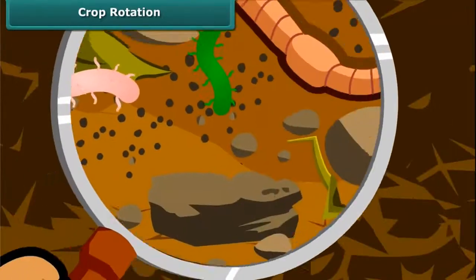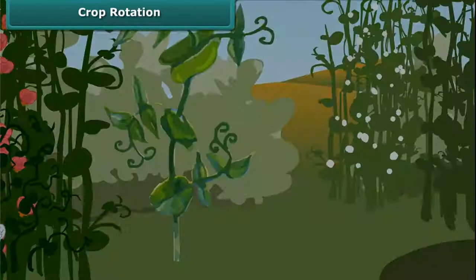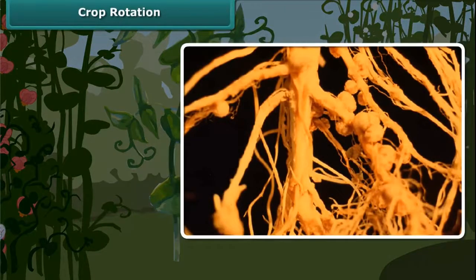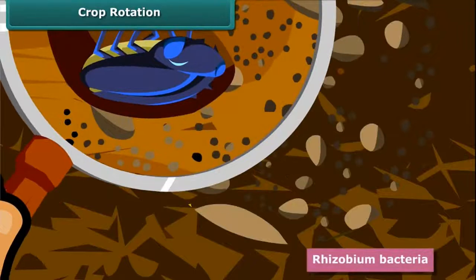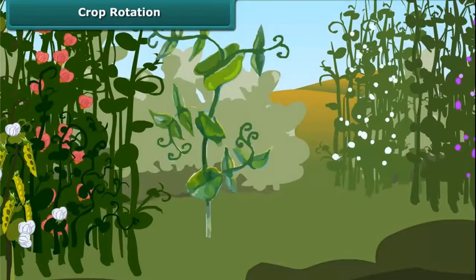You will be surprised to know that some bacteria are present in the root nodules of these leguminous plants. These are known as rhizobium bacteria, which fix atmospheric nitrogen to form nitrogen compounds. When these nitrogen compounds go into the soil, the soil becomes more fertile. Thus, planting leguminous plants will result in nitrogen-rich soil, and when a cereal is grown in the soil, food grain production increases.